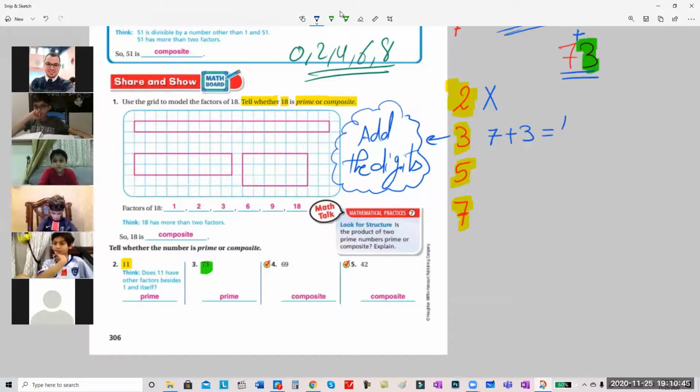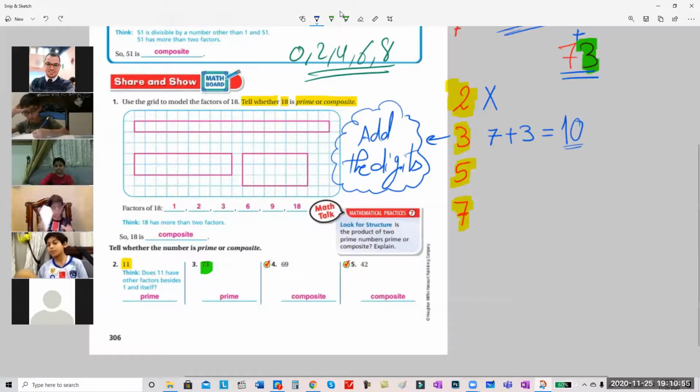Equals 10. Sorry, 10. So is 10 in the multiplication table of 3? No. So we can't divide 73 by 3. Thank you, Ali. Great job.